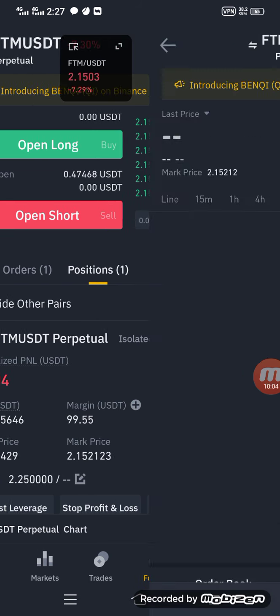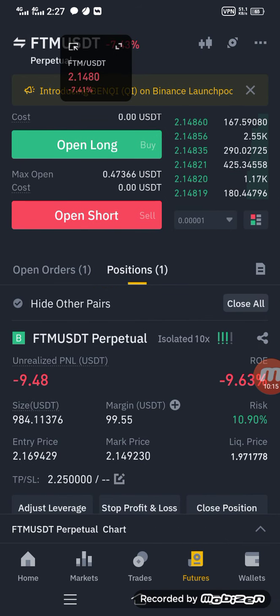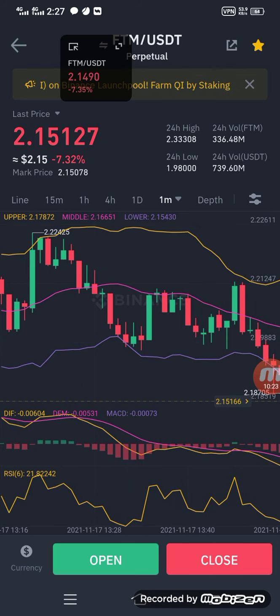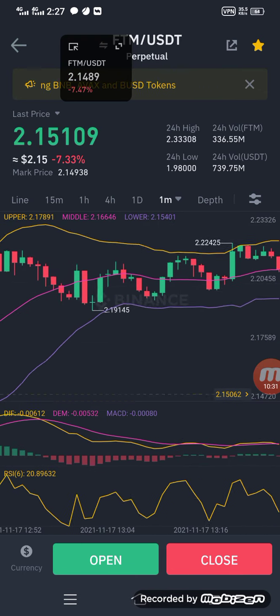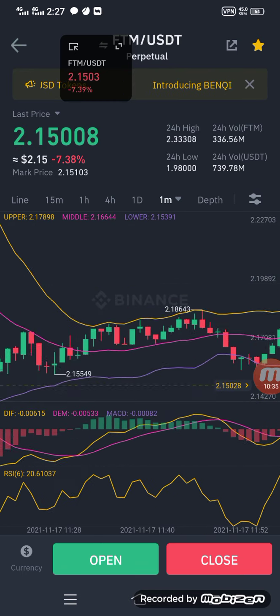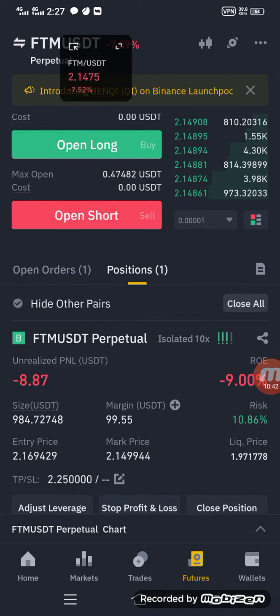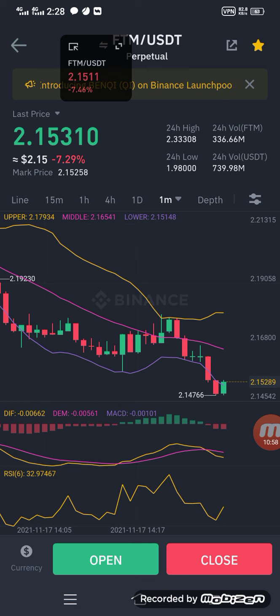$7, I'm in loss. So it's a very big trend of the red line. Why is it still going? If I come here, it's still dumping. Totally risky. Crypto is totally risky.